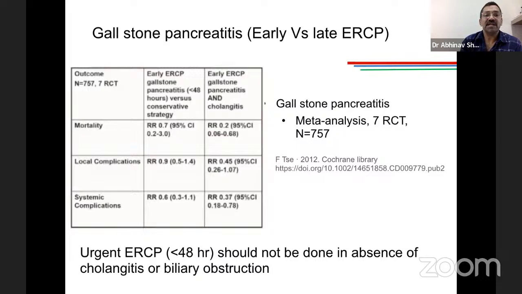Now, a specific situation like gallstone pancreatitis: whether we should do early ERCP or late ERCP. This is the meta-analysis of 7 randomized control trials, more than 750 patients, available in the Cochrane library. With early ERCP, the risk of mortality, local complications, and systemic complications is high. So urgent ERCP should only be done if cholangitis is there or persistent biliary obstruction. Otherwise, ERCP in cases of gallstone pancreatitis should be delayed for more than 48 hours till the pancreas has cooled off.